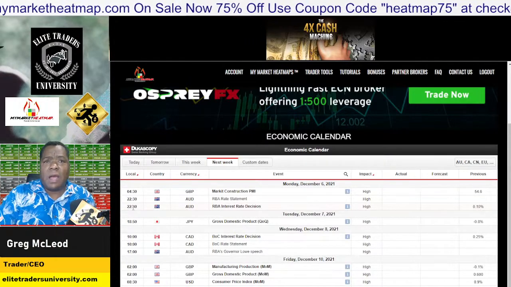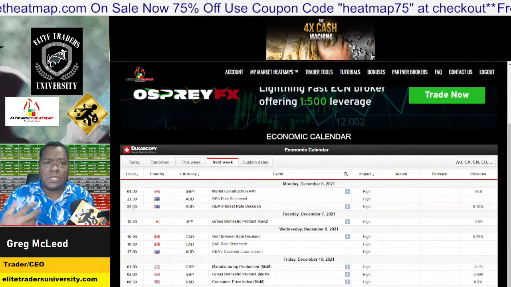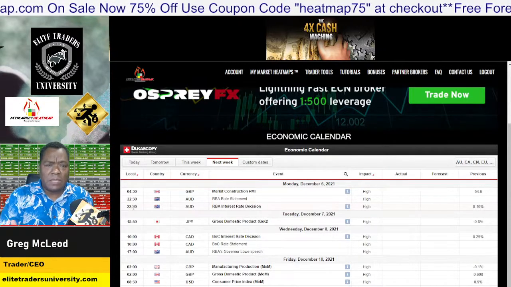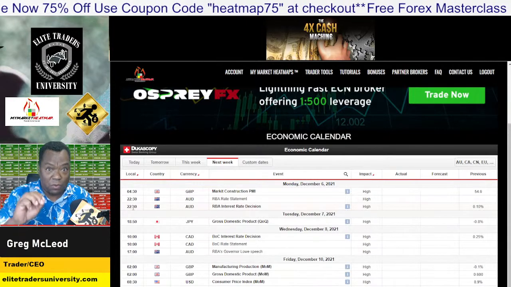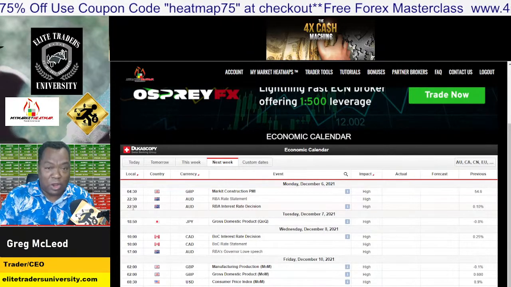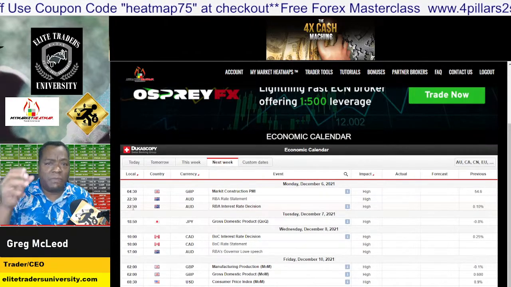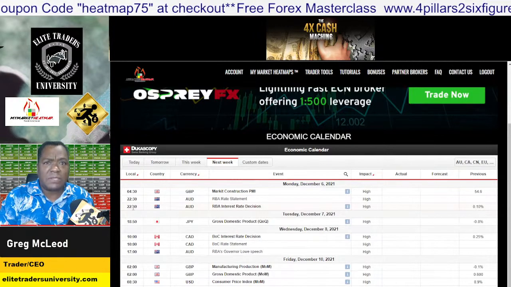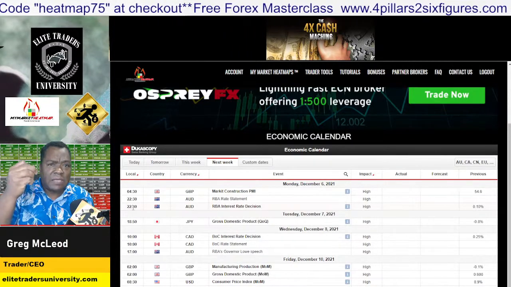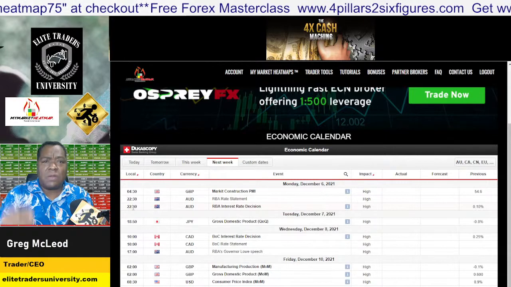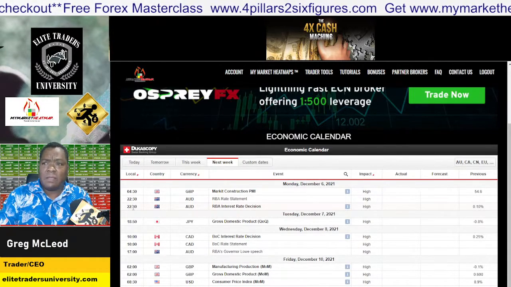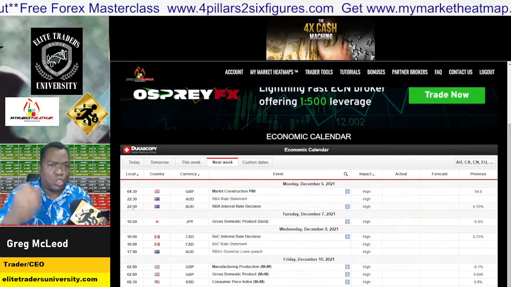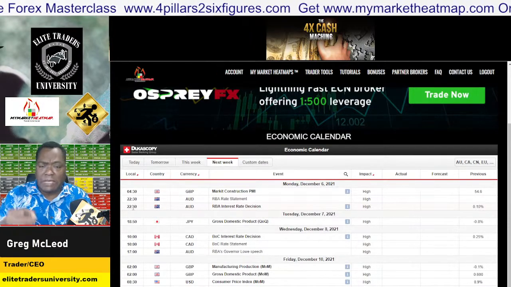As we know, when a central bank makes an announcement, you guys know that only a handful of banks control the $6.6 trillion a day market, and when those central banks set interest rates, that is one of the major drivers of currency movement. The RBA is the Reserve Bank of Australia.